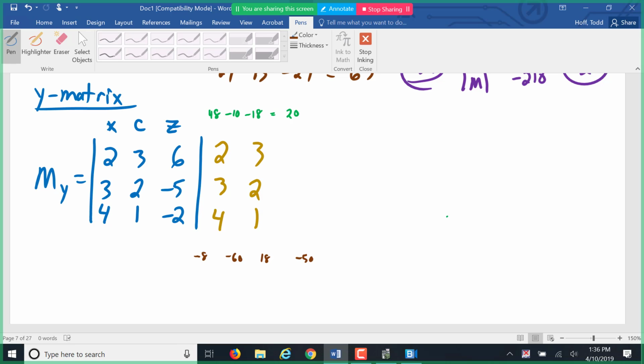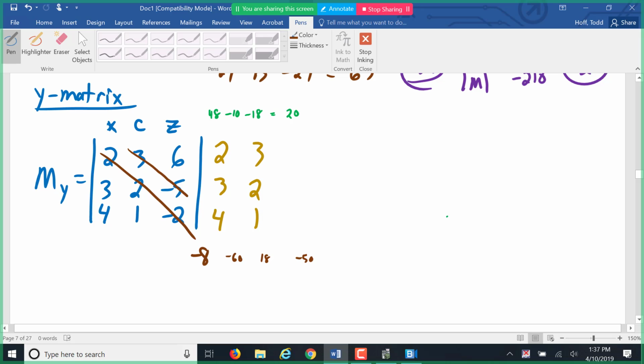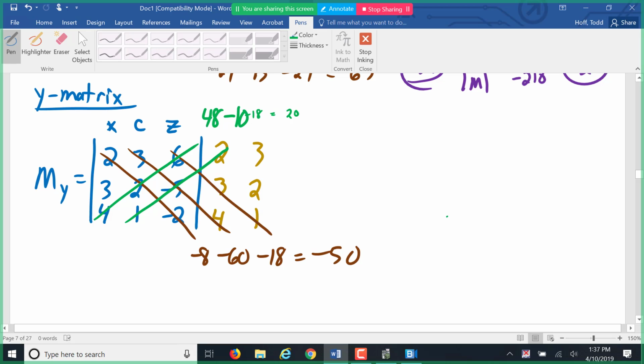Okay, so going down, 2, 2, negative 2 is negative 8. 3, negative 5, 4 is negative 60. 6, 3, 1 is negative 18. That adds up to be negative 50. Going up, 4, 2, 6 is positive 48. 1, negative 5, negative 2 is a negative 10. Negative 2, 3, 3 is a negative 18. 48 plus negative 10, or 48 minus 10 minus 18 if you want to, is 20. So that gives us a negative 50 minus 20 is a negative 70.